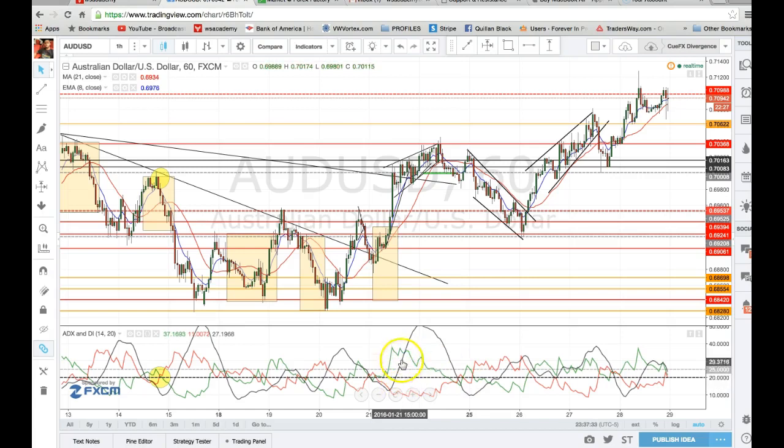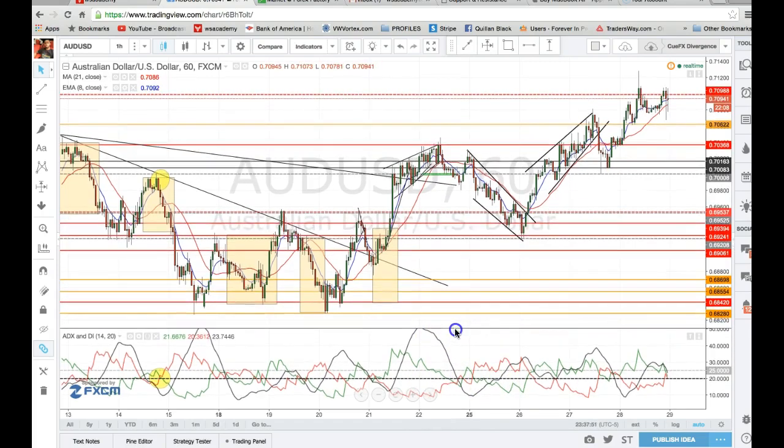As the D positive line and the D negative line split apart or separate further and further, that means it's more bullish than bearish, and there's no doubt that it's going to be trending for a while. Okay? The higher the ADX line goes, the more powerful the move is overall.